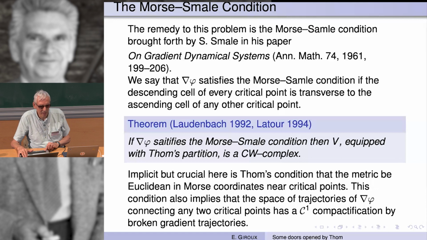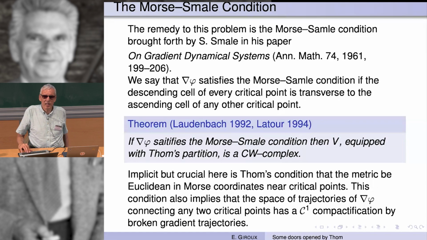And in that case, you have the following theorem, which I think the first proof was given by Laudenbach in '92 and also proved by Latour two years later, which is that if this condition is satisfied, then Thom's partition indeed defines a cell decomposition, a cellular structure, I mean a CW complex.